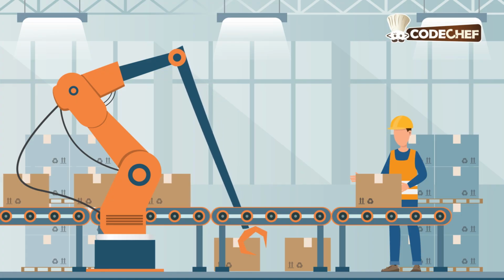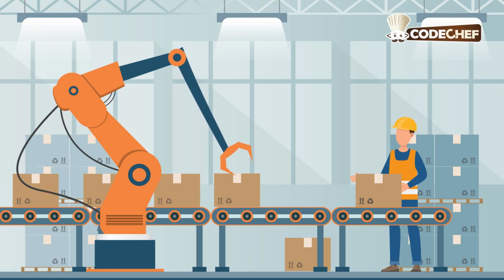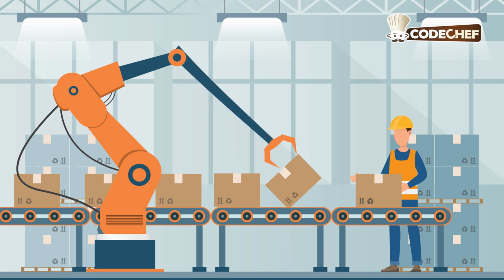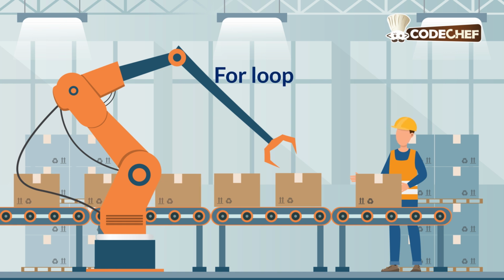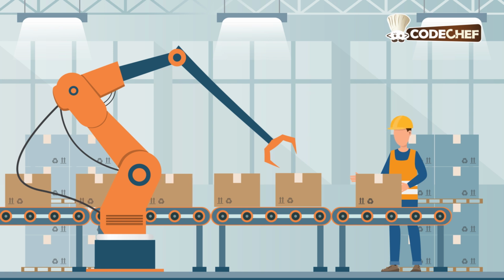Imagine a factory assembly line. It knows exactly how many items it needs to process. In coding, when you know precisely how many times you need to repeat an action, you use a for loop. It is the perfect tool for working through any sequence one item at a time. Today, we'll master the for loop and its most powerful feature, the range function.